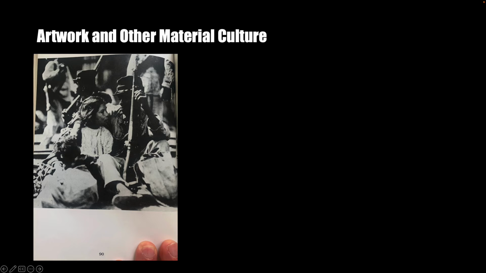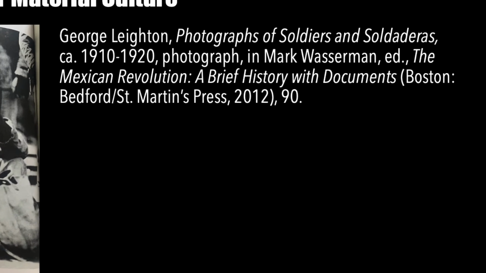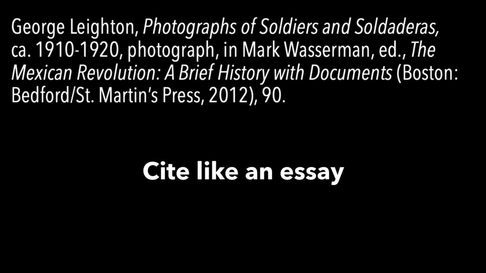Well, first let's start with a piece of visual material from a publication. Here's a photograph that I found in a primary source reader that I have. It's a photograph from the Mexican Revolution of people involved in the fighting. So how would you cite a photograph that is in a publication? Well, now we're going to harken back to what we learned in the last video. You cite it very much like an essay, just with a few differences at the beginning.